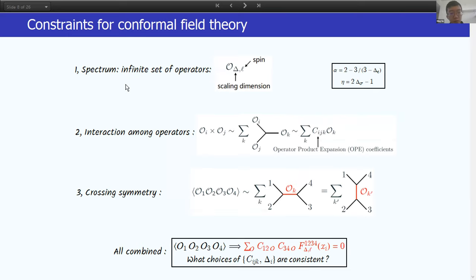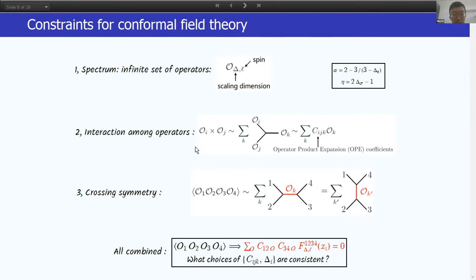There are a few constraints. The first one is that we assume the operators are representations of the conformal group. So they are labeled by two quantum numbers. One is the spin, which is the quantum number for the Euclidean group. Another one is the scaling dimension. So we have an infinite number of operators like this. And let me remind you, the scaling dimension is related to the critical exponent, which can be measured in experiment.